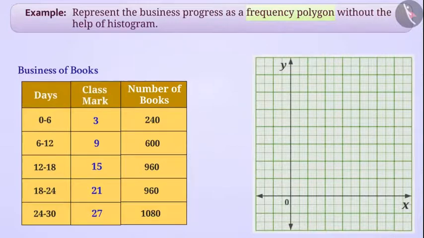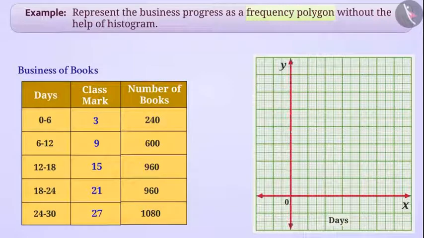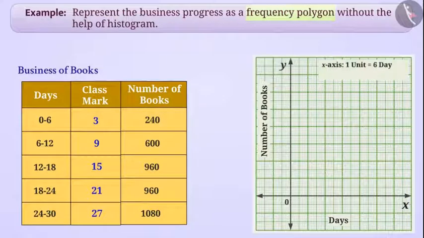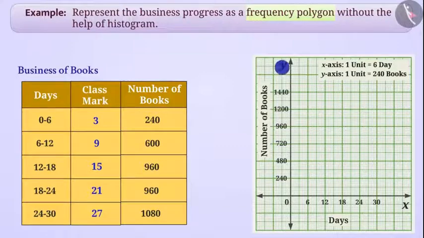Now, we will represent class intervals on x-axis, means days, and frequency on y-axis, means number of books. For this, we have to choose the appropriate scale on each axis. We can take 1 unit is equal to 6 days on the x-axis and 1 unit is equal to 240 books on the y-axis.